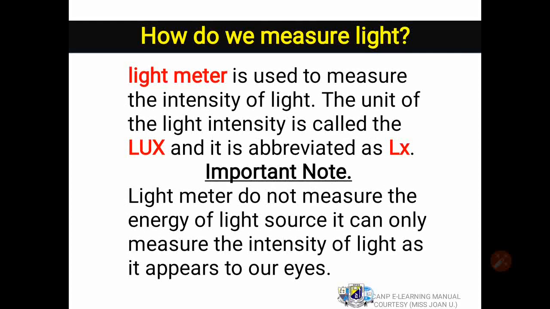How do we measure light intensity? We measure light using a light meter. A light meter is used to measure the intensity of light. The unit of light intensity is called the lux, and it is abbreviated as lx. What does lx stand for? Lux. A light meter does not measure the energy of a light source. It can only measure the intensity of light as it appears to our eyes.